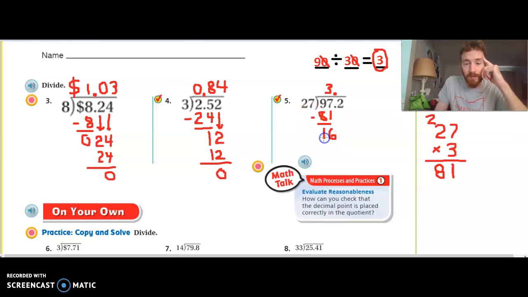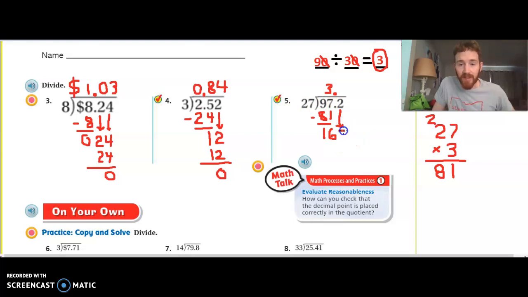And then I can keep going. Now, another thing we did when we were doing division with whole numbers and larger whole numbers is to use that as a way to check. Here I have 16, which is less than 27, which means I can't get another group of 27. That's another way for me to check and know that I'm on the right track. And then I'm going to bring down my 2 here.